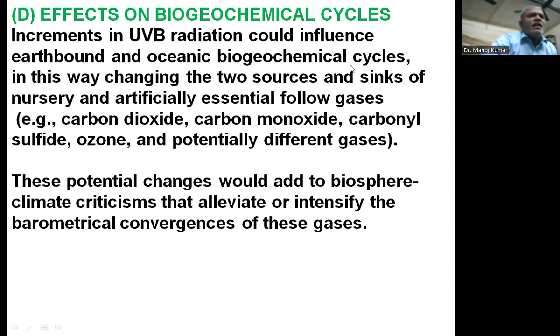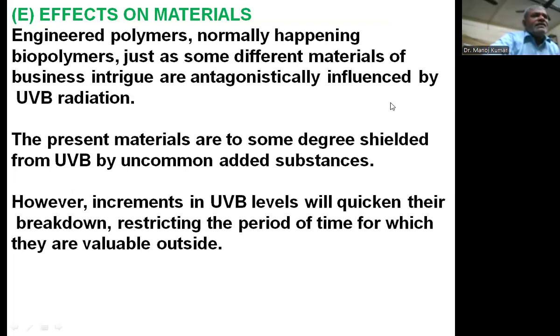Effects on the biochemical cycle. Increments in the UV radiation could influence earthbound and the oceanic biochemical cycles, in this way changing the two senses and sinks of the nursery and artificial essential follow gases, carbon dioxide, carbon monoxide, carbonyl sulfide, ozone, and potentially different gases. These potential changes would aid to the biosphere climatic criticism that alleviate or intensify the barometrical convergence of these gases.